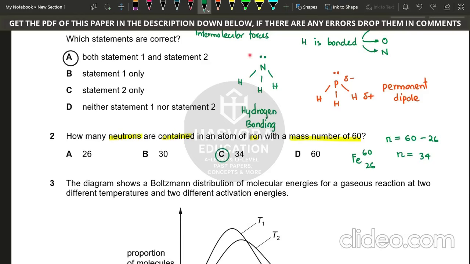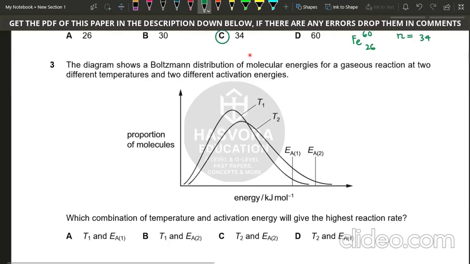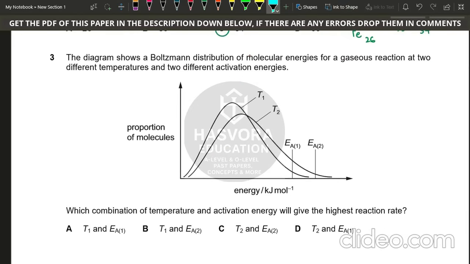Now let's move on to question number 3. Question number 3 says the diagram shows a Boltzmann distribution of molecular energies for a gaseous reaction at two different temperatures and two different activation energies. They have given you the graphs for two different activation energies and two different temperatures. Which combination of temperature and activation energy will give the highest rate of reaction?